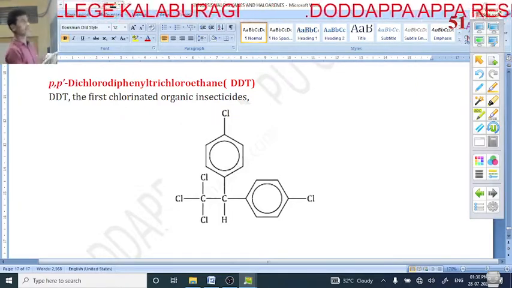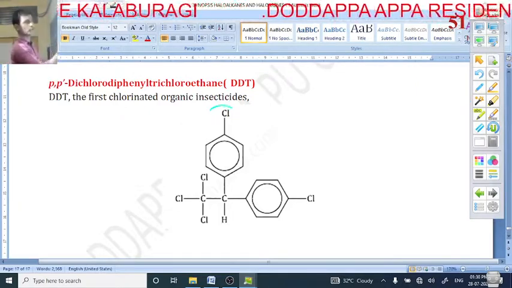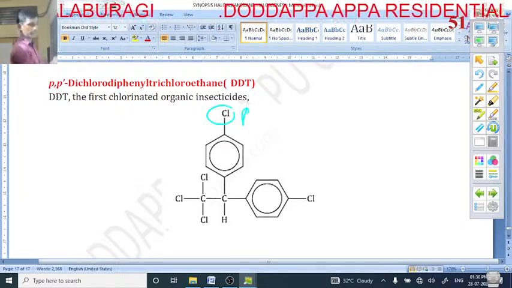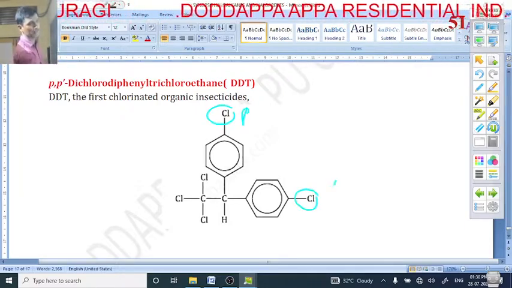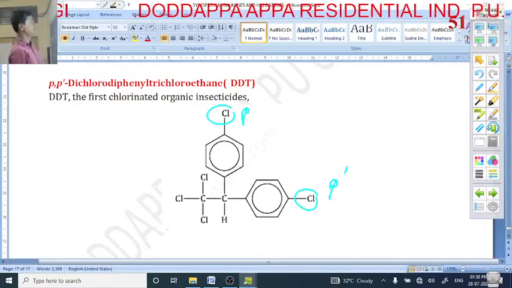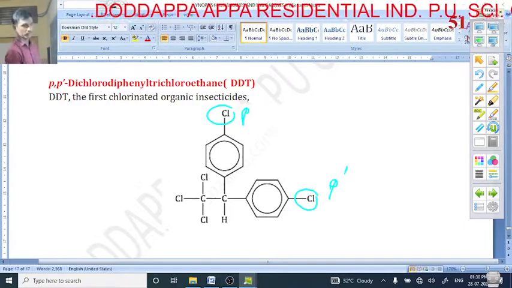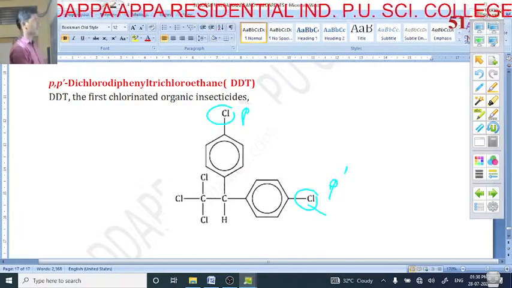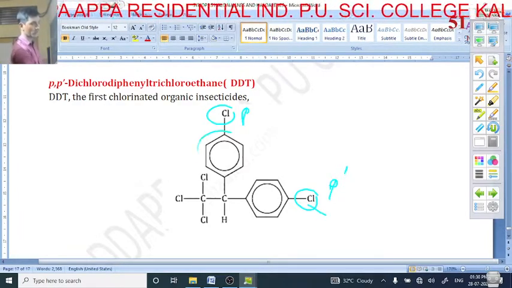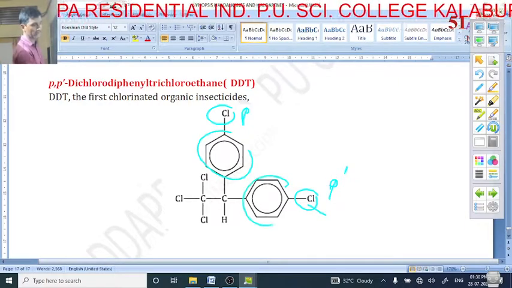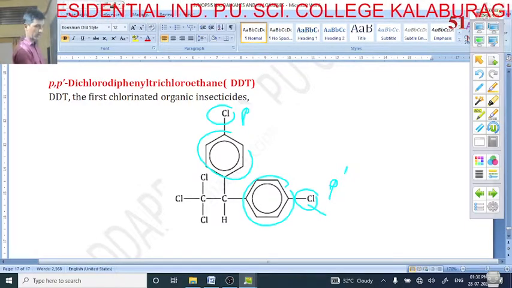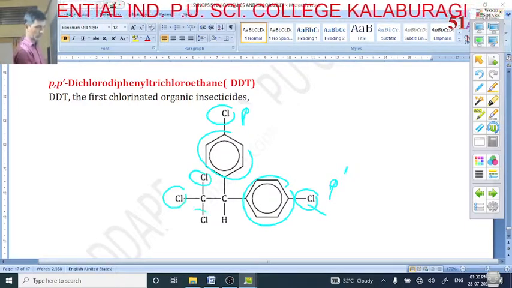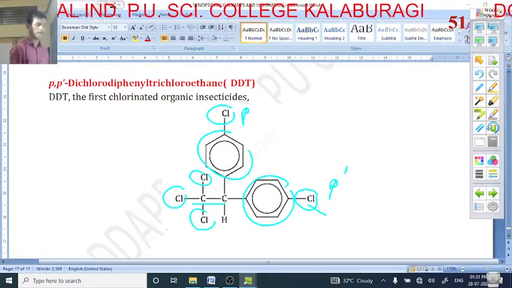This is the para position, P, and this is P dash, the para, so p,p'-dichloro. These two are called diphenyl: dichloro diphenyl. How many chloros? Trichloro. How many carbons? Two. It is called trichloroethane.